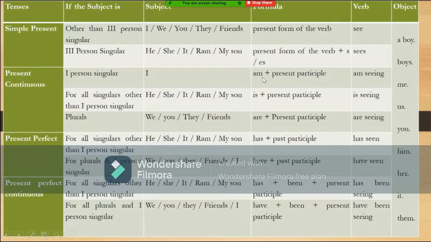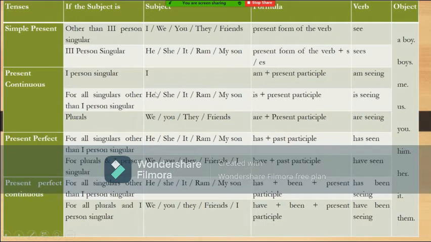Here, am is exclusively for first person singular. I is given more importance in the English language. It is ego or anything, I don't know. But for I, first person singular alone, they have a separate auxiliary verb. It is applicable only to I: am. Am is applicable to I only, first person singular. For I, we have to use am.